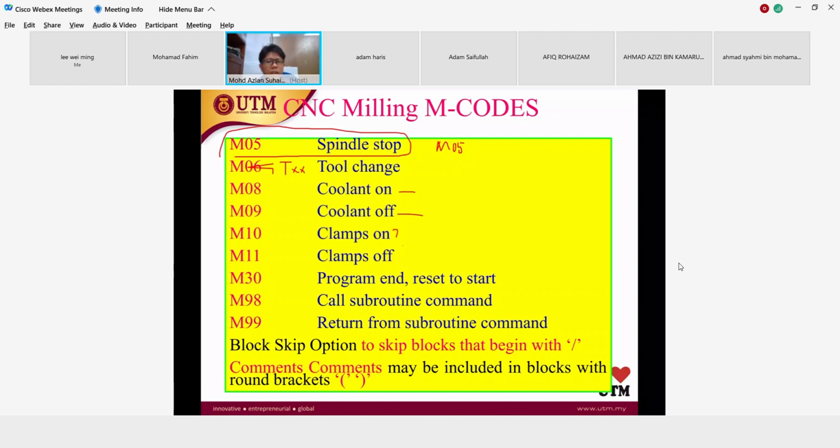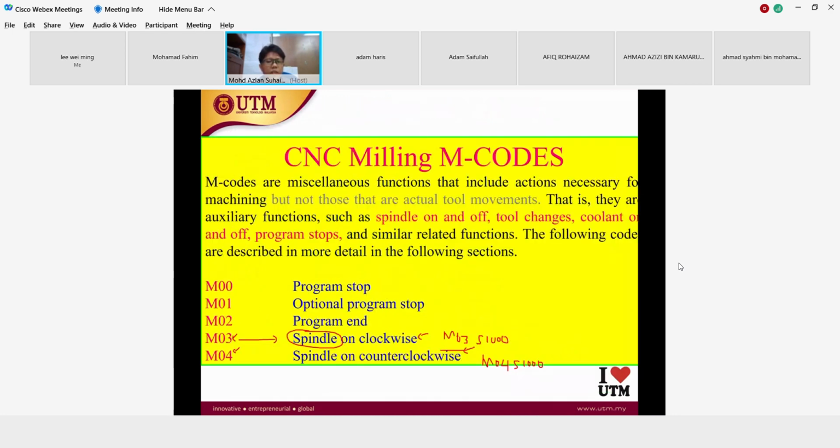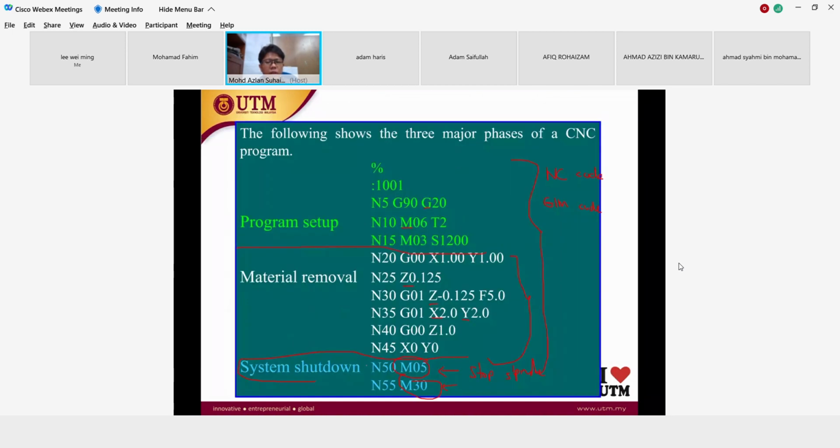If you have clamping, clamping is used to hold your workpiece. For example, you have a workpiece and you need to clamp it. There will be a clamping device to hold your workpiece, with clamp on or clamp off, open or close. Program end means end everything, like this. With program end, the machine will stop everything.